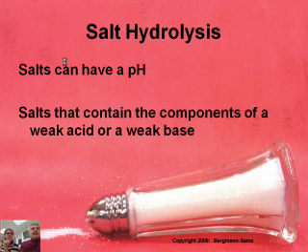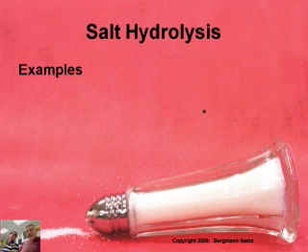All right. Now, how do we know that? Salts that contain the components of a weak acid or a weak base have a pH other than 7. It's important to understand, and we're going to do a few examples to help you understand it. It's a good topic. If you take AP, you're going to get very used to this.